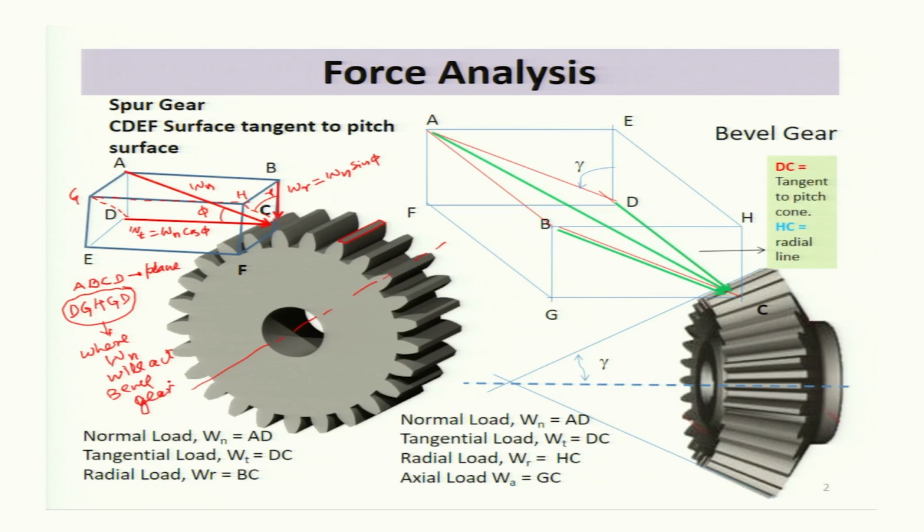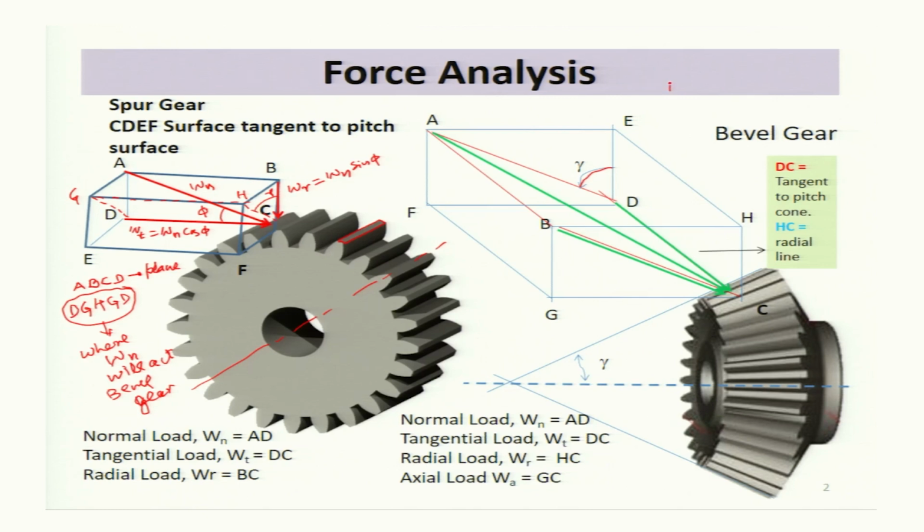For the case of bevel gear, that is shown in this diagram. In this diagram, the plane is shown as A, B, C, D. So the plane on which normal load will act for the case of bevel gear is again said to be the ABCD plane, but it is making an angle gamma with the plane on which normal load for the case of spur gear will act.